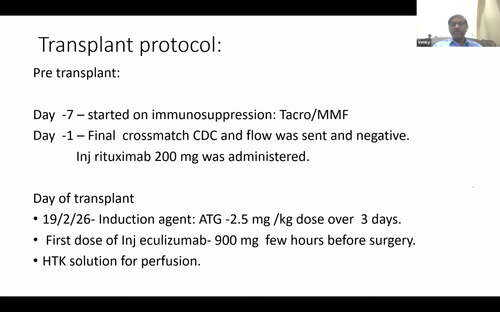So keeping this in mind, we gave rituximab that can suppress both the anti-factor H antibody levels as well as the DSA titers. So with this rituximab of 200 milligram, we just went ahead with the transplant. On the day of transplant, we used ATG as the induction agent at a dose of 1.5 milligram per kg. The cumulative ATG dose which was given was 2.5 over the next 3 days.